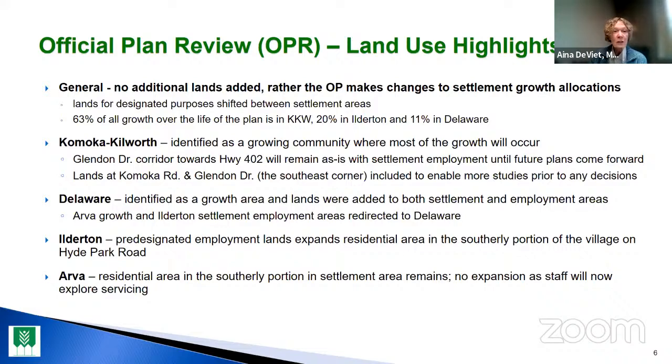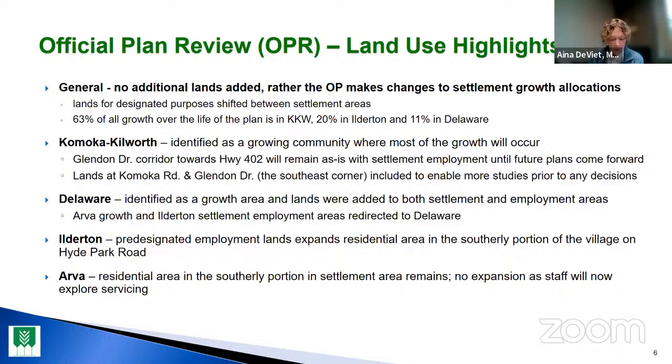So now moving on to specific areas. Again, as I mentioned, Kamoga-Killworth is really a growing community. And basically the Glendon Drive corridor, that's the arterial road that connects 402 to London, will remain unchanged. The settlement employment lands that are positioned to the edge of the boundary, that'd be the west side of Kamoga-Killworth area at the west end, will continue to be identified as settlement employment areas. And much of the growth is going to happen there.